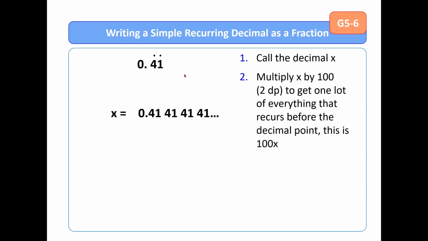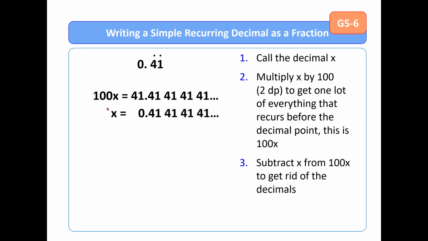Now we're going to multiply x by 100 to get this repeating recurring decimal, because there's two that repeat, like so. 100x is going to look like this. Now we minus them from each other. What's 100x minus x? That's going to be 99x.